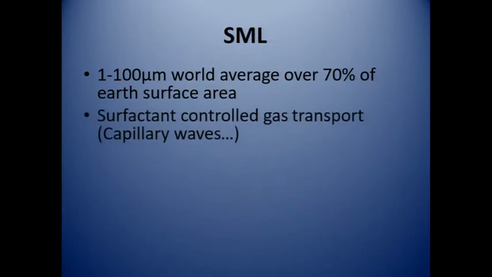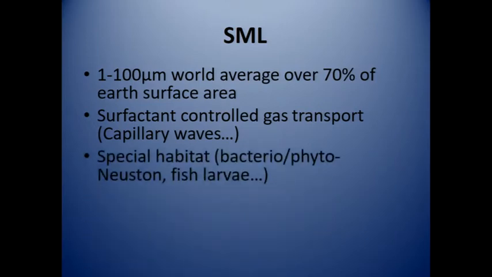Let's discuss what's in it. Well, it is highly enriched with surfactants. I'll show you a few examples in the next few slides. It is assumed that surfactants indirectly control gas transport in and out of the water. Also, it is a special habitat of bacterial and phytoneuston. Neuston is another name for the SML, the sea surface microlayer.